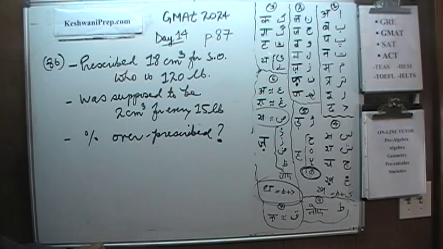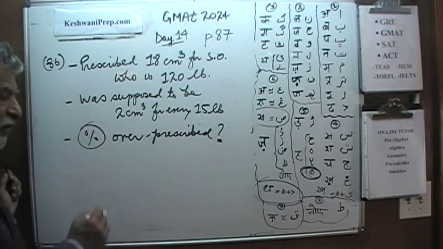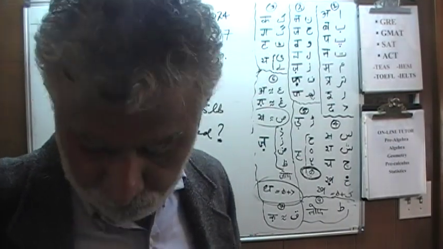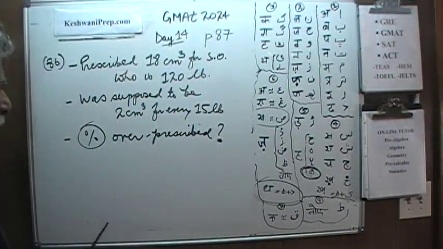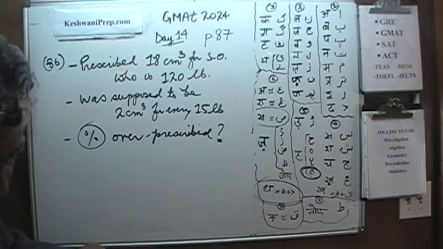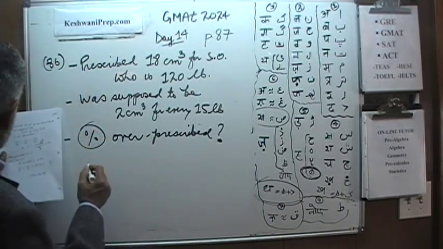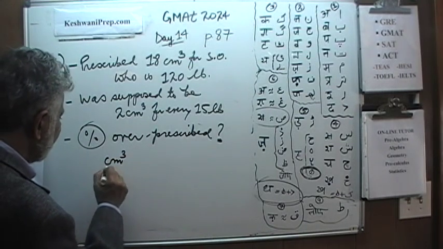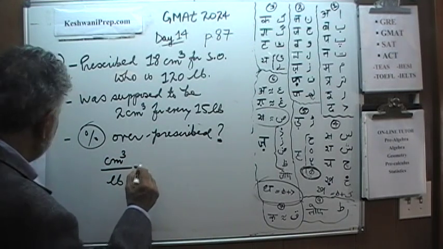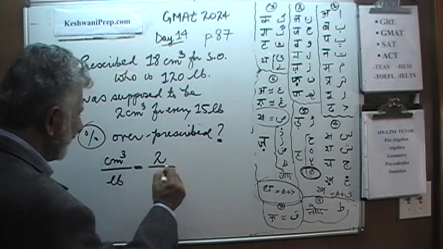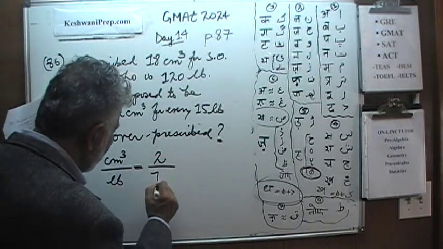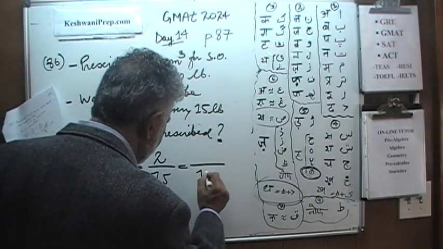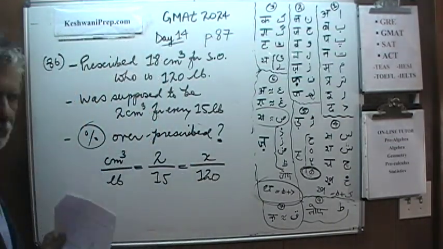Before we can figure out what percentage he was overprescribed, we first have to figure out how much he was overprescribed. Let's do that, shall we? We can do it on the bottom if you like, and then we'll do the rest on the top. Set it up as a proportion problem, cubic centimeters and weight. We're supposed to give 2 cubic centimeters for every 15 pounds of weight, and the guy weighs 120 pounds. So this is what we're looking for.